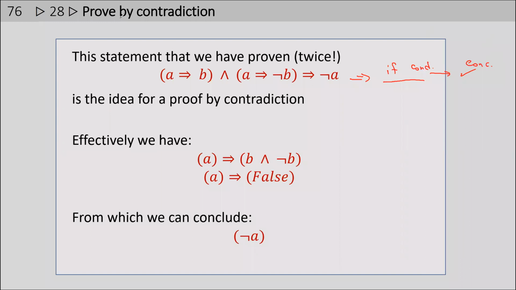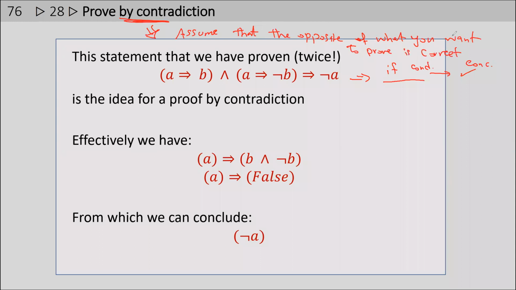The proof by contradiction is based on a trick, which is to assume that the opposite of what you want to prove is correct.